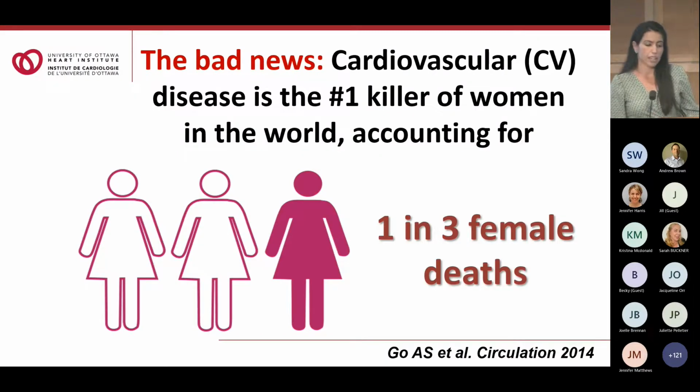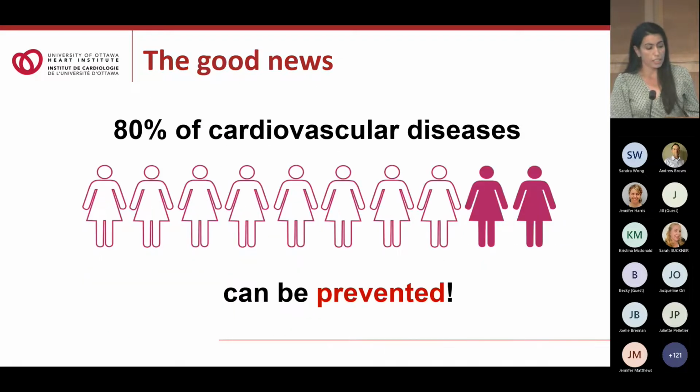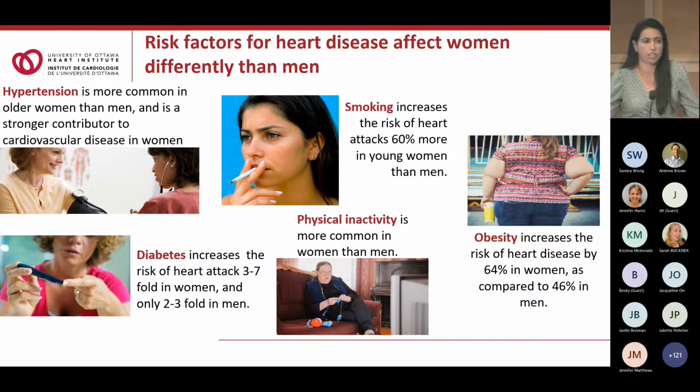So the bad news is that cardiovascular disease is indeed the principal killer of women worldwide, and it accounts for 1 in every 3 female deaths. But the good news is that the far majority of cardiovascular diseases can be prevented. Just about 80% of the time, there is prevention opportunity. On the topic of prevention, there are conventional cardiovascular risk factors that most people have heard about: hypertension, high blood pressure, smoking, physical inactivity, obesity. All of these predispose both men and women to cardiovascular disease. However, they are more ominous for women.